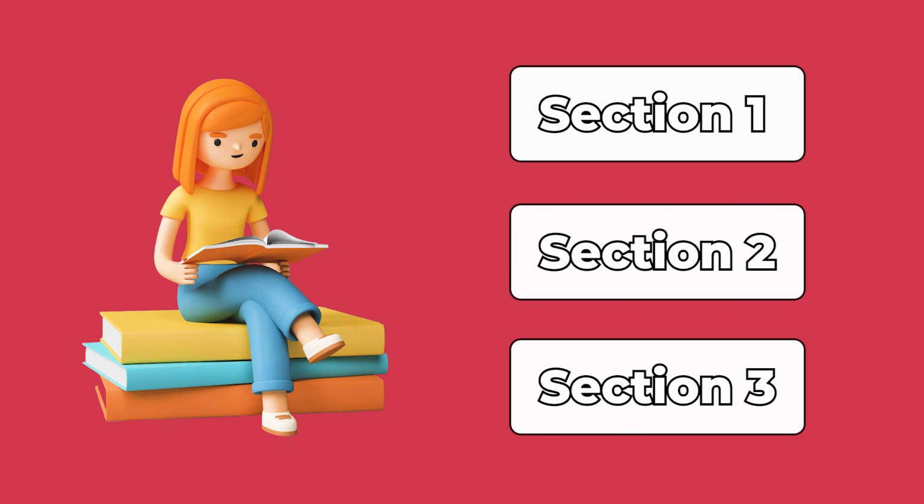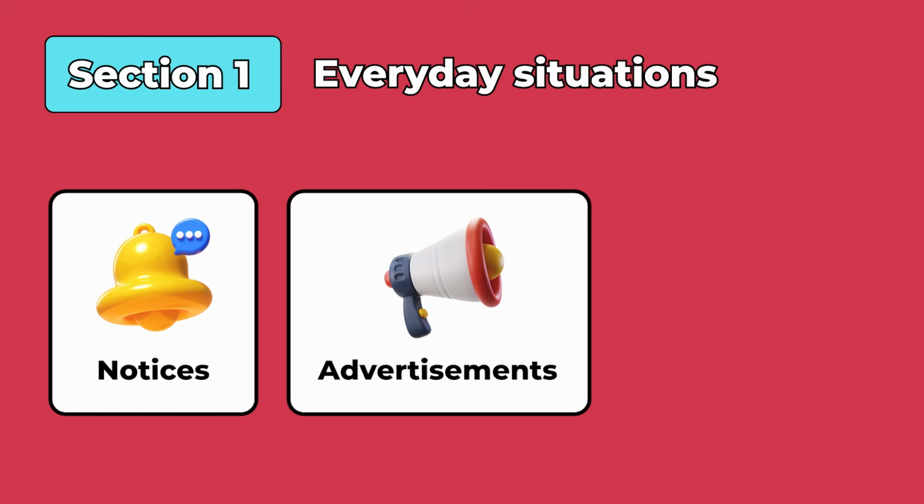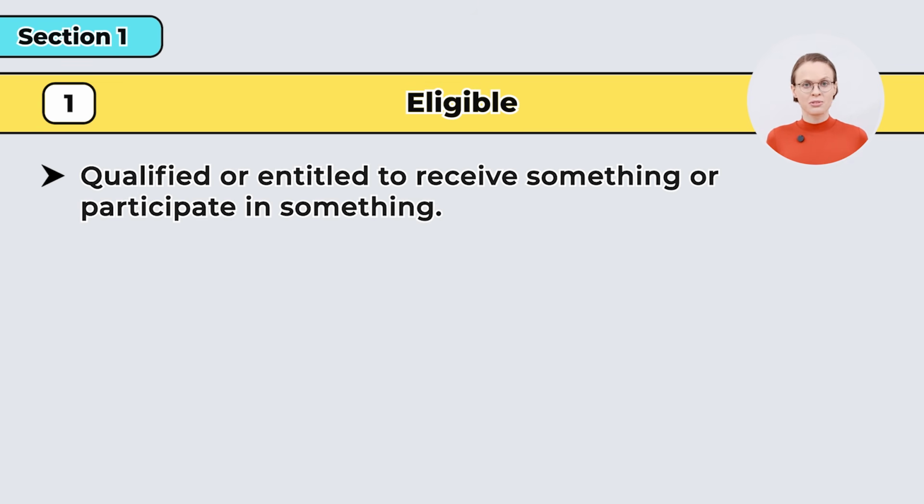We'll begin by looking at vocabulary that commonly appears in Section 1 of the IELTS General Reading Test. Remember, Section 1 focuses on everyday situations like notices, advertisements, and timetables. Our first word is eligible. This adjective means qualified or entitled to receive something or participate in something.